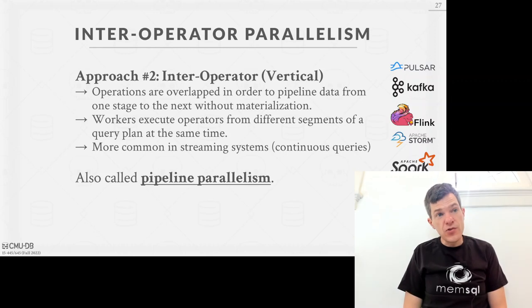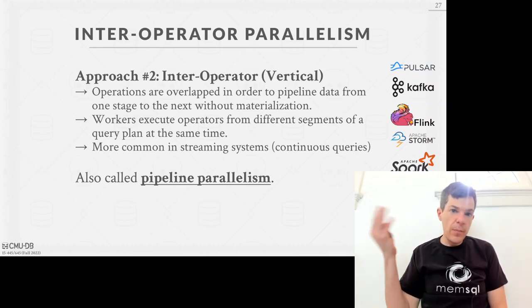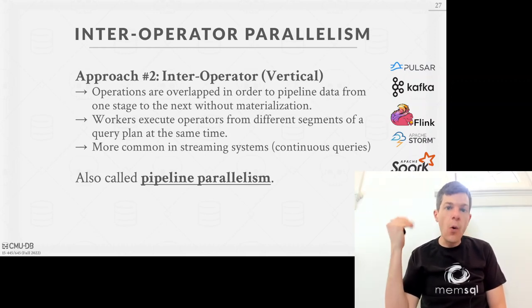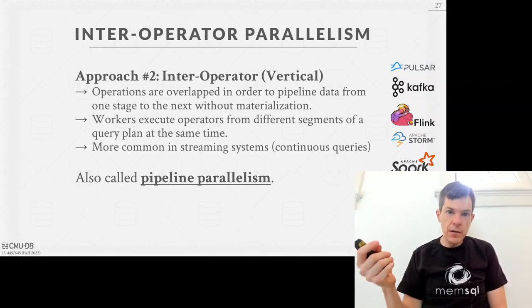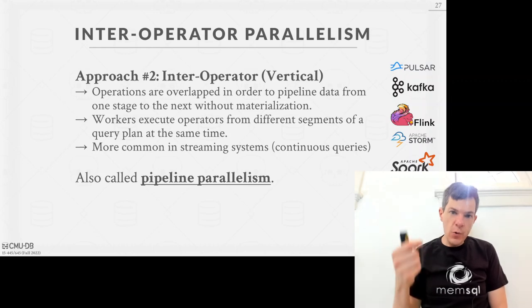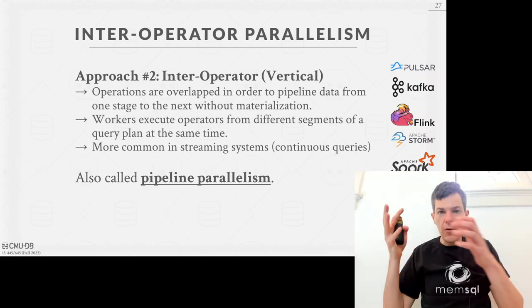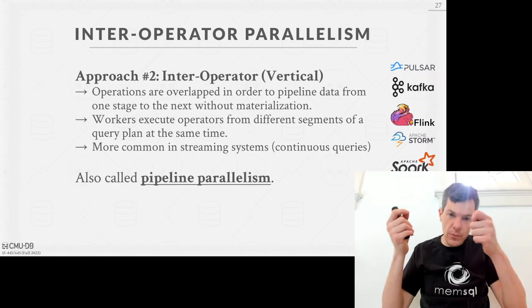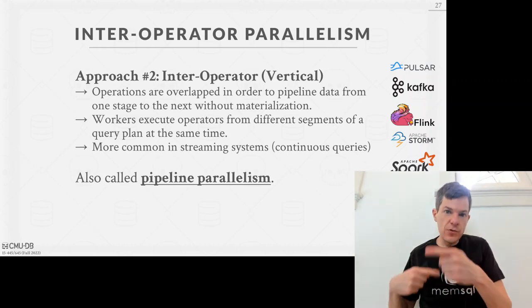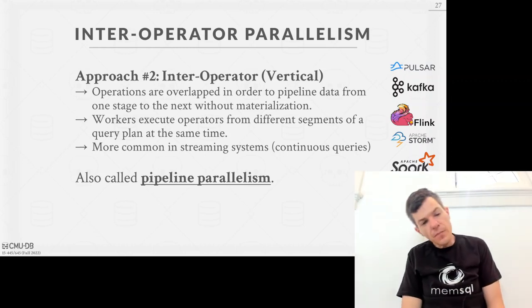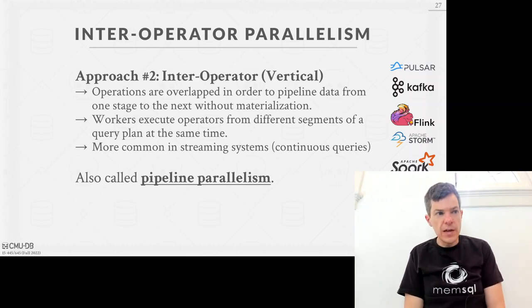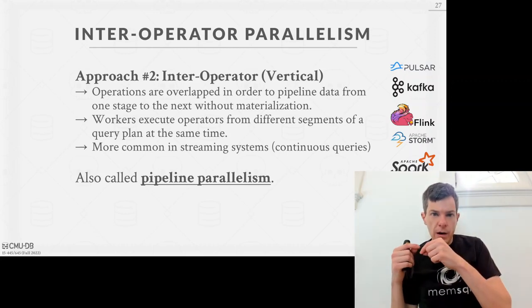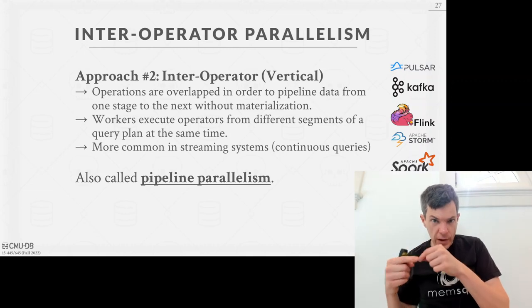And the reason why this is common in streaming systems is that I'm connecting to some event source or some source of data that's always sending me new data. So rather than run the query in a batch mode, where I run it, get a result, and then a new query shows up and I run it again, these things are just running all the time. And this is also called pipeline parallelism, because within a pipeline, you have multiple workers running in parallel at the same time.